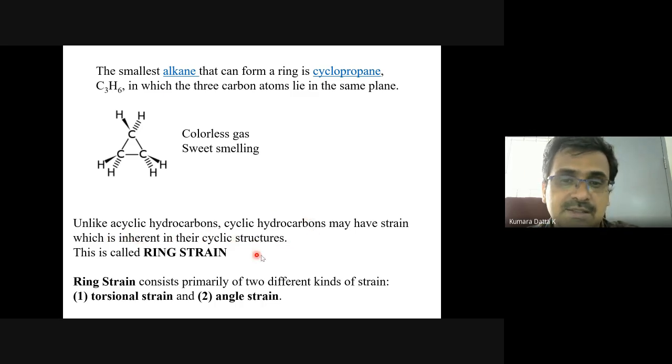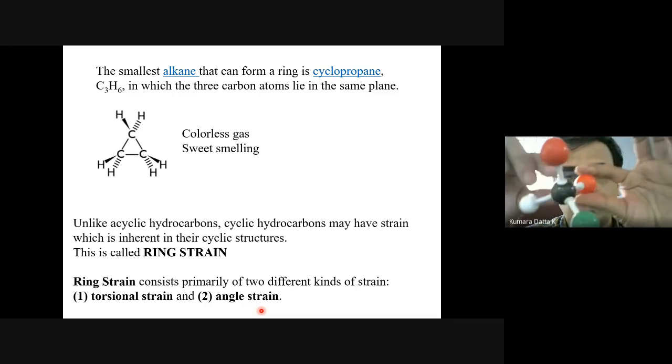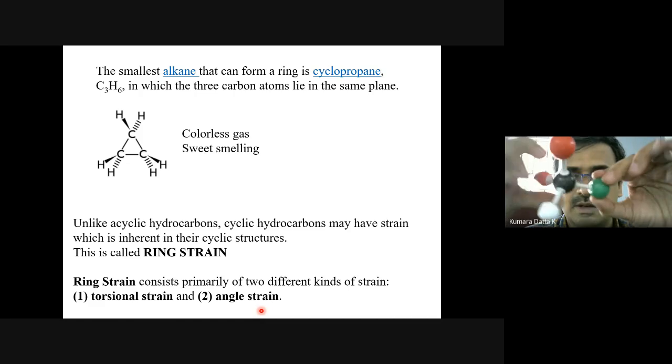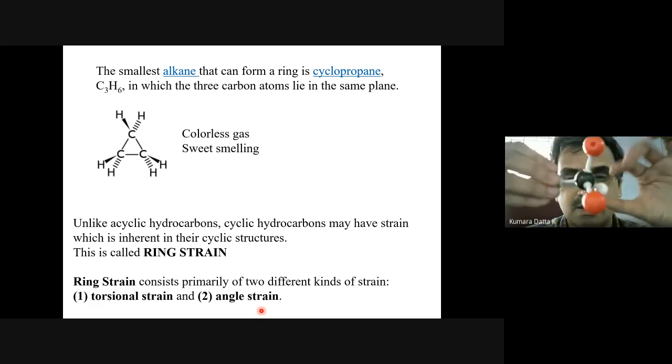These cyclic hydrocarbons have within themselves a ring strain. Why this ring strain happens is because of torsional strain versus angle strain. You might wonder what these strains are in molecules. You all by now are aware of the tetrahedral structure of carbon, like if you take functionalized methane.